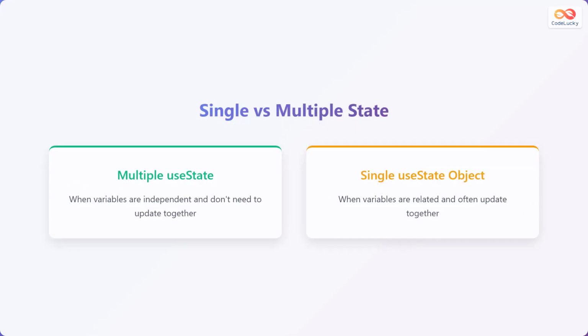Now let's compare using multiple useState hooks versus using a single useState hook with an object. Using multiple useState hooks is best when your variables are independent and don't need to be updated together. Each state variable is managed separately, leading to more fine-grained control and potentially better performance. On the other hand, using a single useState object is more appropriate when your variables are closely related and often updated together. This can simplify your code and make it easier to manage related data.